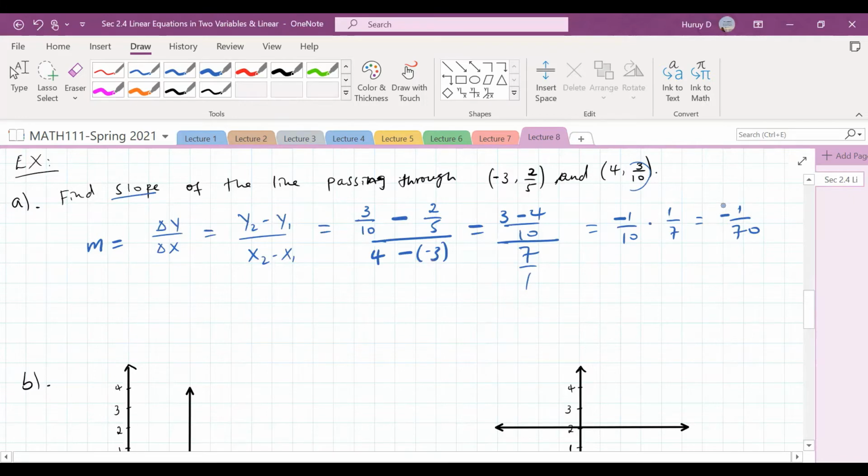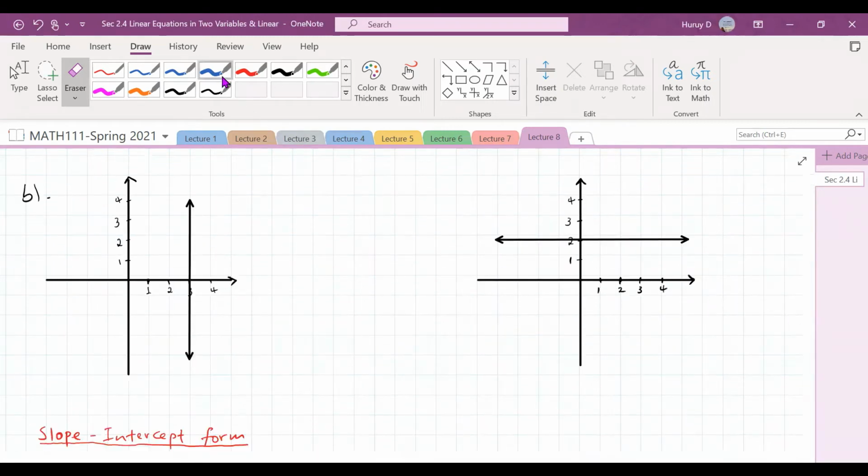Okay. So as you can see, the slope is a small number. 1 divided by 70 is a small number, and it's negative. So the negative means it's going downwards. Okay, it is going downward. And the size, this magnitude, 1 over 70 means the steepness. So it's not that steep because it's very small. So maybe it's like this, something like this. But you can try and plot the graph.